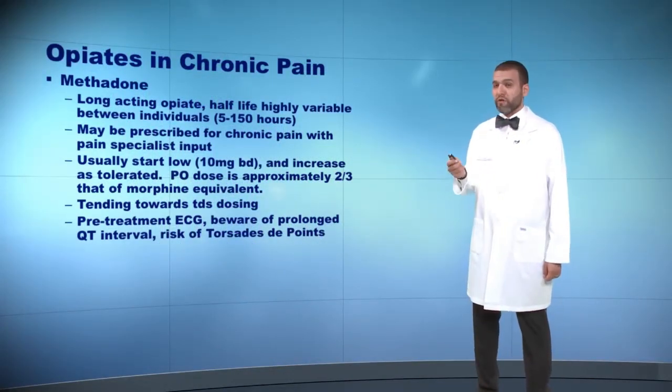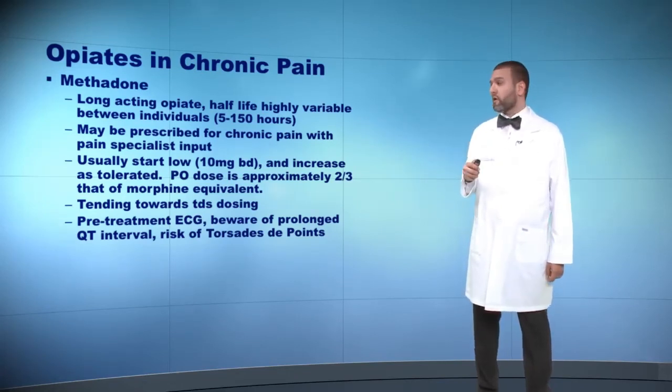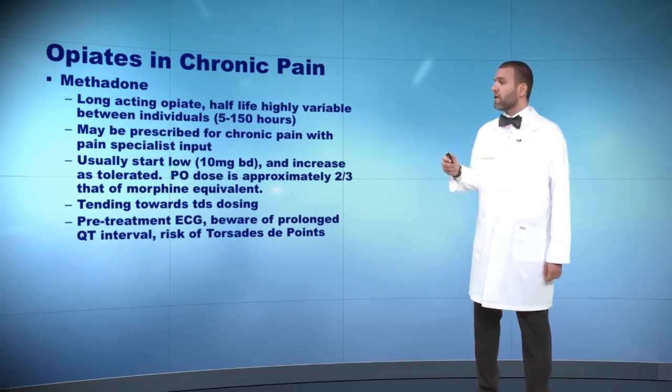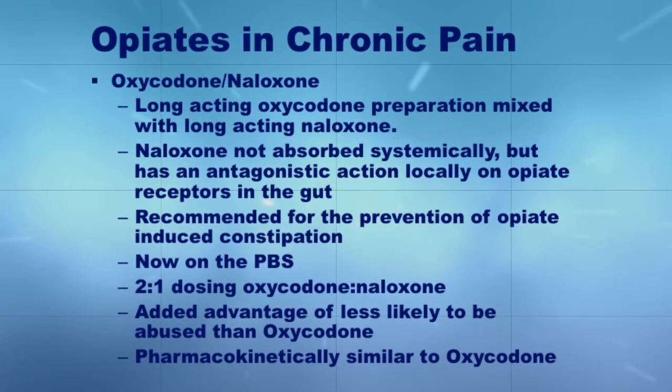Usually you have to start with a very low dose. An example is 10 milligrams OD or BID, and then you titrate it up. Sometimes we start with 2.5 or even 5 milligrams. There is always a requirement when starting methadone: you have to always have an ECG pre-treatment. Be aware of the prolongation of QT with methadone and the risk of torsades de pointes.